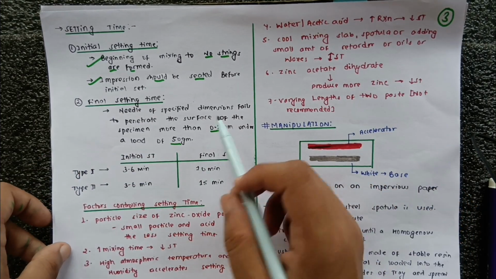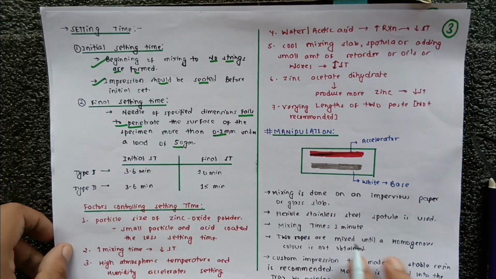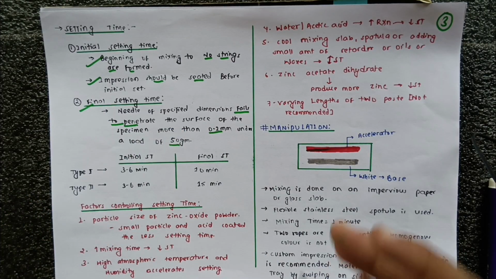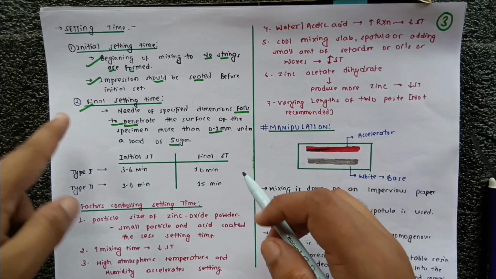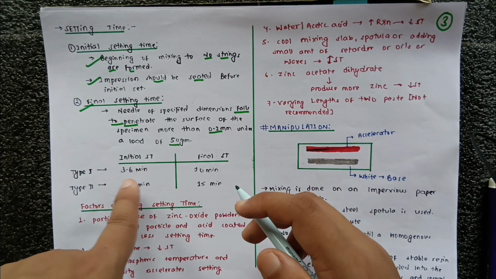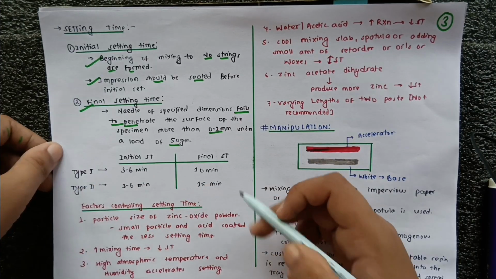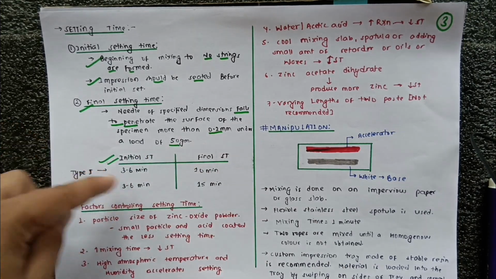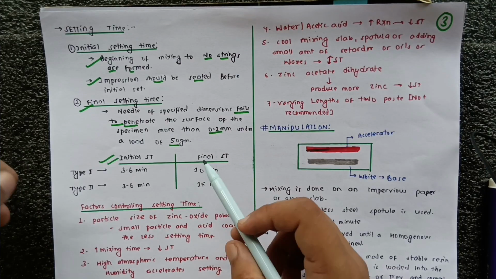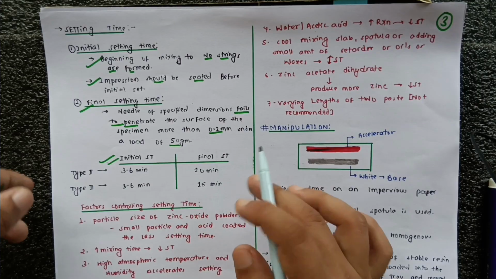It doesn't penetrate in this time. It fails to penetrate, so you should remember this. That is the final setting time, and this is a way to know whether it has reached the final setting time or not. After that, the data is present here. Initial setting time in type 1 and type 2 both is 3 to 6 minutes, but the final setting time is 10 minutes in type 1 and 15 minutes in type 2. That is the data you can remember.